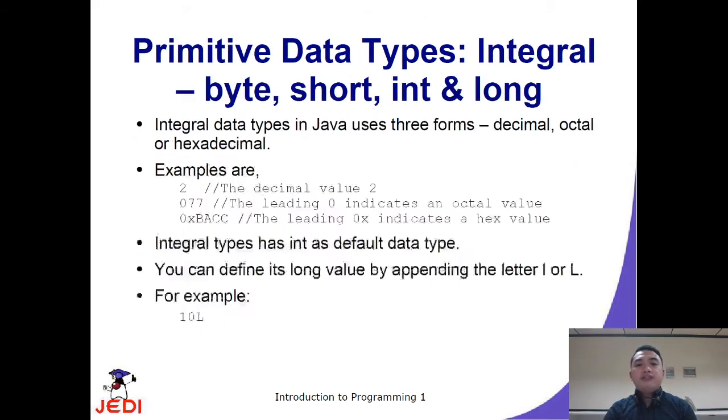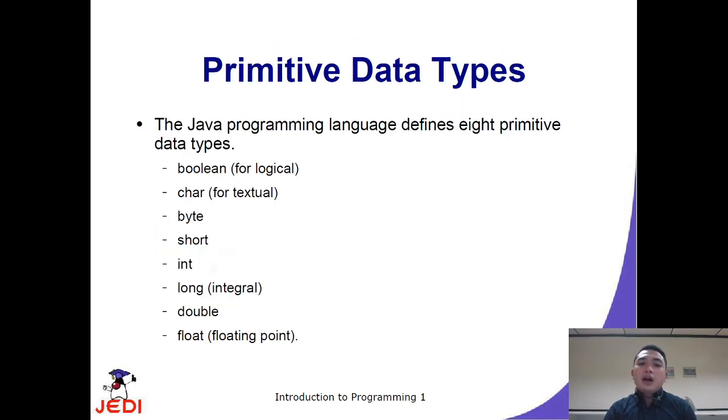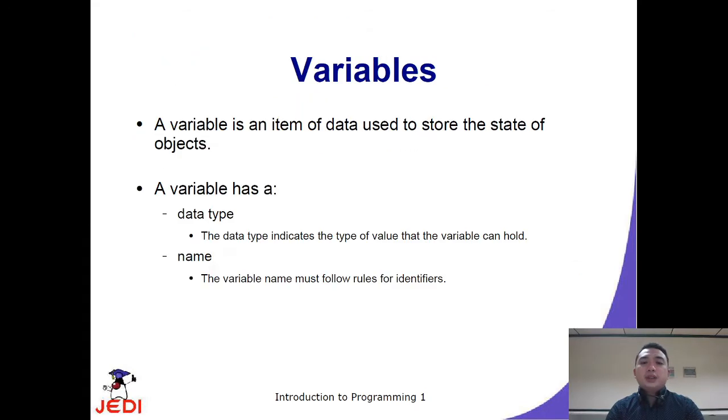So we do have the Boolean, char, the integral data types which are byte, short, int, long, and the default data type is int, and double and float, which are floating point data types, and its default data type is double. We'll now proceed with variables.